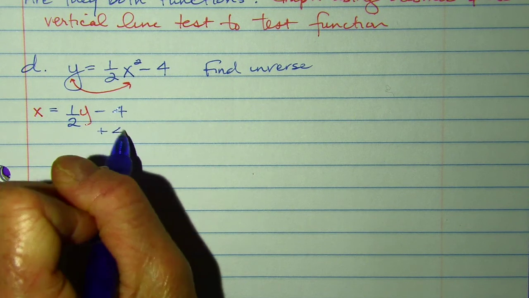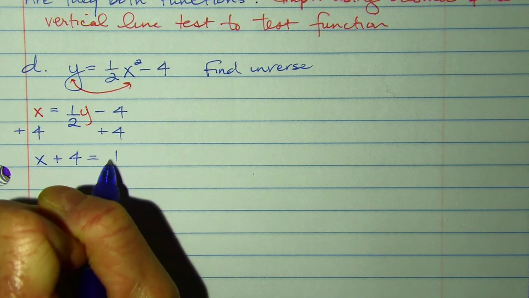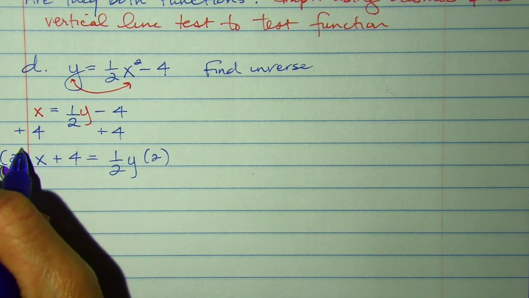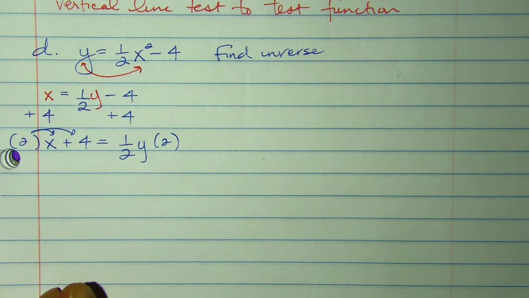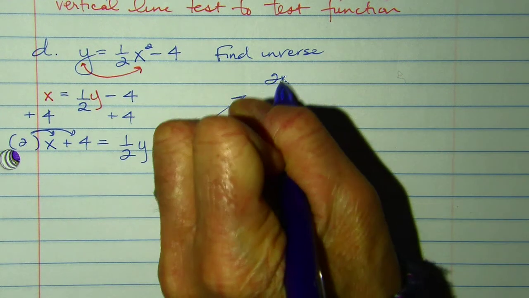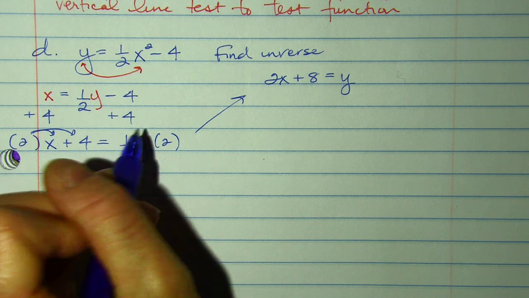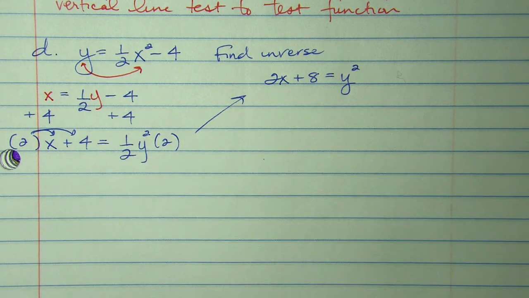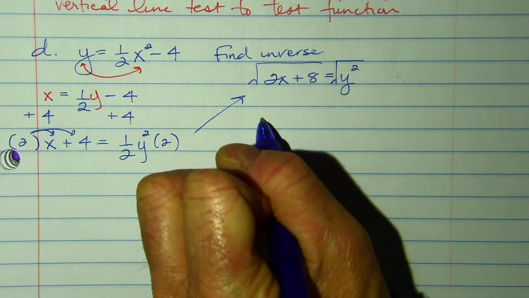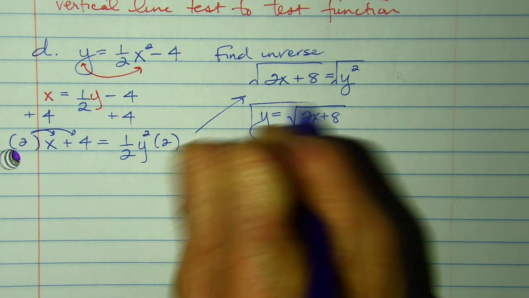First thing I'm going to do is add 4. So x plus 4 equals 1/2 y squared. To get rid of that fraction, I'm multiplying by the reciprocal, but I have to multiply everything on that side by 2. So I get 2x plus 8 equals y squared. Oh, there should be a squared here. Second is I'm going to take the square root. So y equals the square root of 2x plus 8.